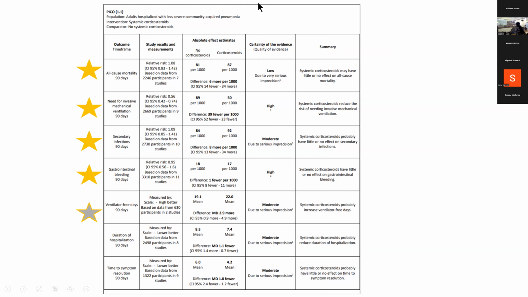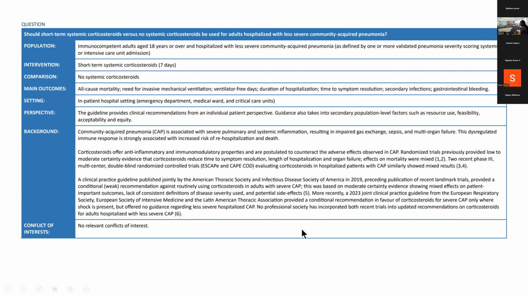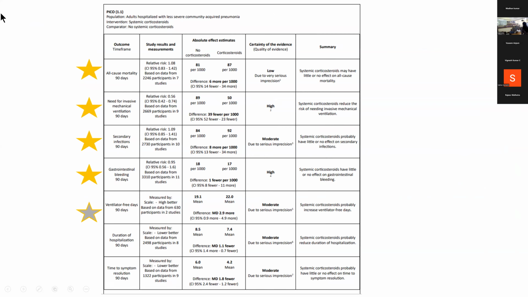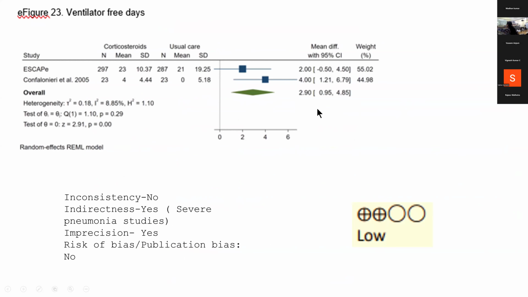The proportion was more towards less severe, but these were more severe. If they had taken everybody, I would not have rated it down, but I've taken only these two particular studies for this outcome, so I have rated it down. For a continuous variable, you just look at the mean difference, which is 2. So here you can see that the mean difference is 0.95 to 4.85.